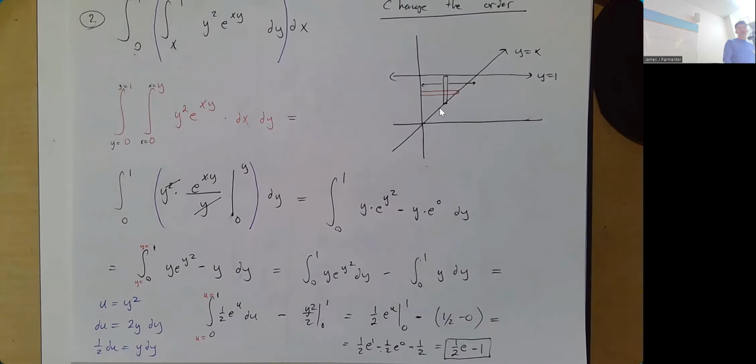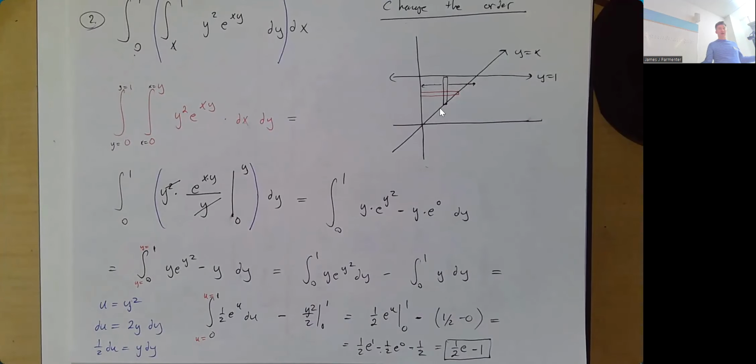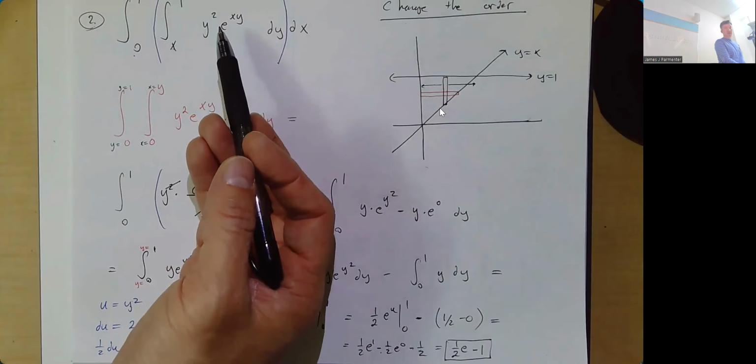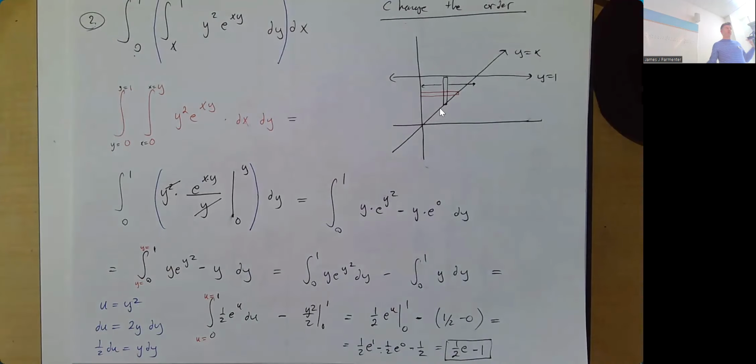Which it should be, because the function we're integrating is definitely positive all the time, or I should say non-negative. Y squared is always non-negative, e to the xy is always positive, and you multiply this together, it's always going to be non-negative. So cool, we avoided integration by parts. Yay for us. Is that always the goal? No. Is it sometimes the goal?